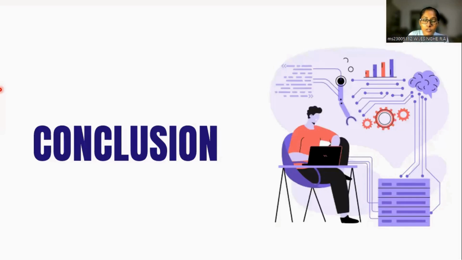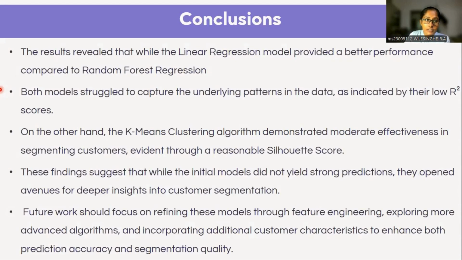Then we'll move on to the conclusion. The results revealed that while the linear regression model provided better performance compared to random forest regression, both models struggled to capture the underlying patterns in the data, as identified by their low R squared values. On the other hand, the k-means clustering algorithm demonstrated moderate effectiveness in segmenting customers, evident through a reasonable Silhouette score.